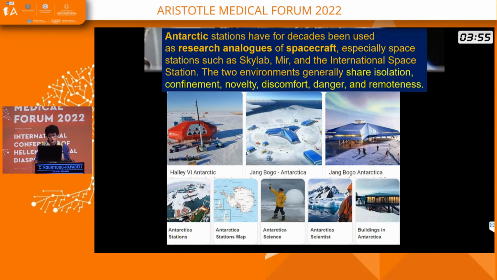Another very interesting simulation is the Antarctic stations. They have for decades been used as research analogs of spacecraft, especially space stations such as Skylab, Mir and the International Space Station. And those two environments, what they share is actually isolation, confinement, discomfort, danger, and remoteness. And we have here an excellent scientist, colleague, and member of our association, Dr. Kaimakamis, who is going to present you his experience on that.